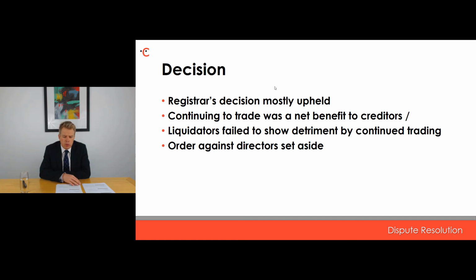The order that they contribute £35,000 was set aside, and they didn't have to pay anything to the liquidation of the company. And the reason for that is by continuing to trade, they actually turned a profit for a period of time. Continuing to trade was a net benefit to the creditors, and had they closed the doors immediately, they knew that there was no chance of the company not going bust. The creditors have actually been worse off.